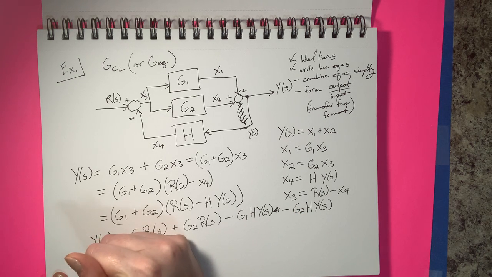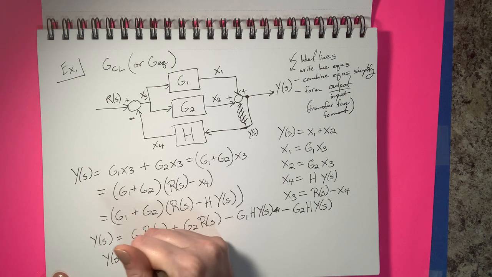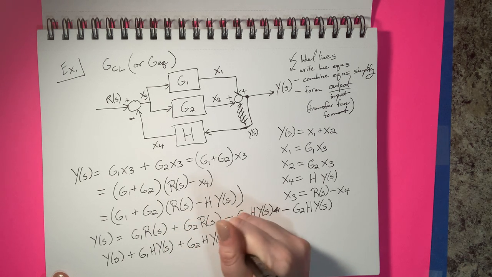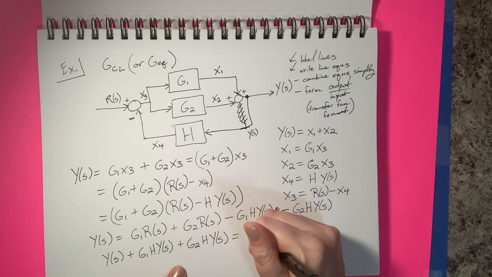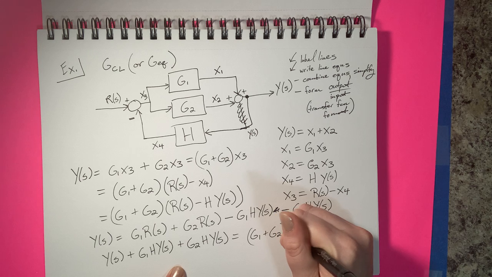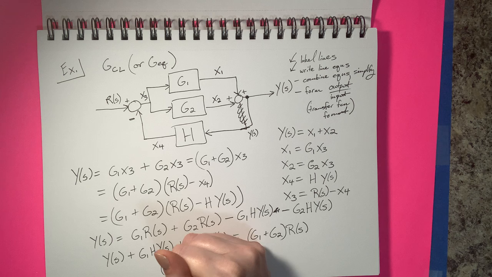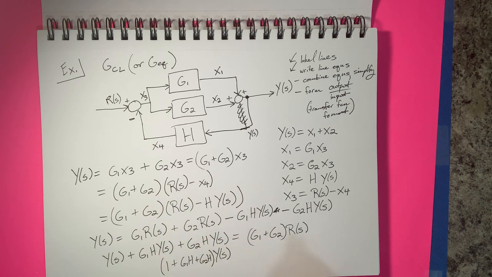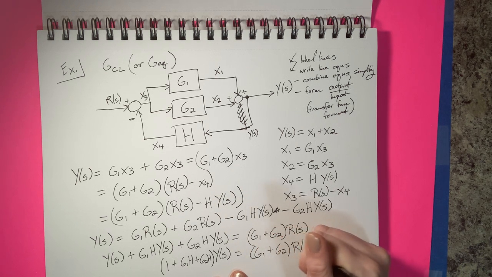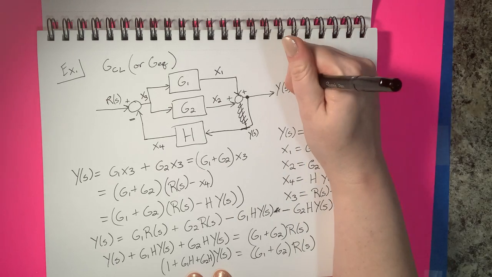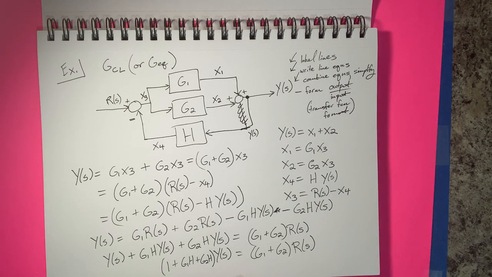So we have y of s plus g1 h y of s plus g2 h y of s, and that's equal, and I'm going to go ahead and combine these to g1 plus g2 r of s. All right, so now let's go ahead and combine the y of s. We've got 1 plus g1h plus g2h. Okay, almost ran out of room there. g1 plus g2 times r of s on the right-hand side. All right, so now we are at a form where we can form that output over input. That is our transfer function format.